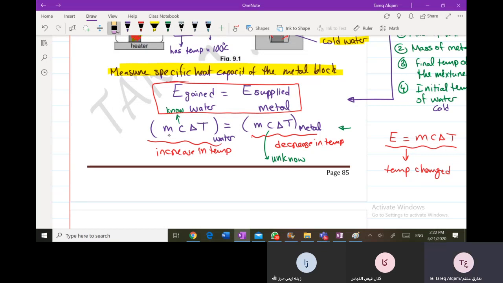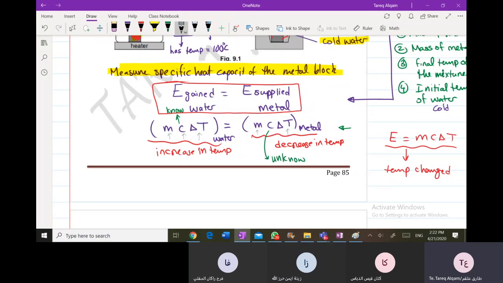Here, the mass of water is measured before. Specific heat capacity is known. Change in temperature is measured also. Mass of the metal is measured. Change in temperature for the mixture is measured. Finally, I can find the specific heat capacity.